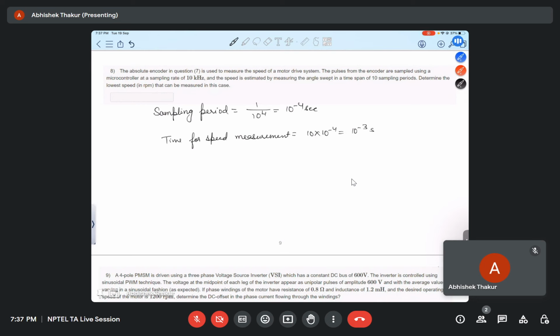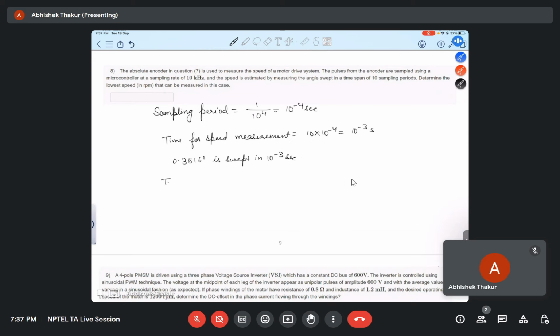At the measurement of the lowest possible speed, there occurs a 1 bit pulse change in 10 to the power of minus 3 seconds. This means that 0.3516 degree is swept in 10 to the power of minus 3 second.